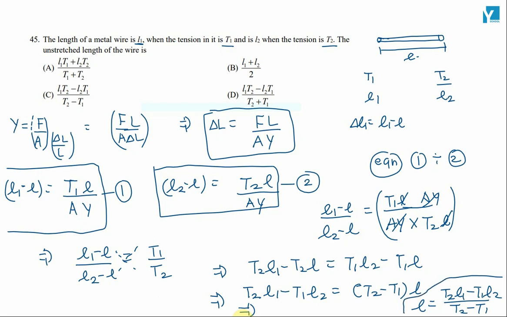T1. Here we have the original length of the wire. So as per the options, option C is the right answer.